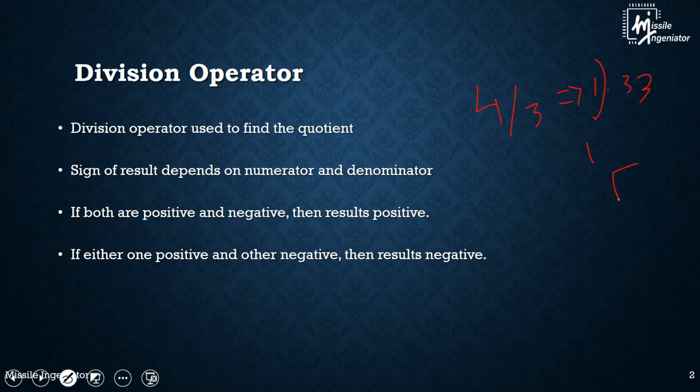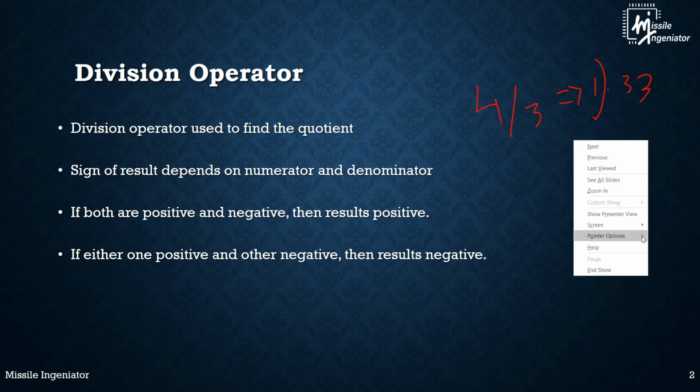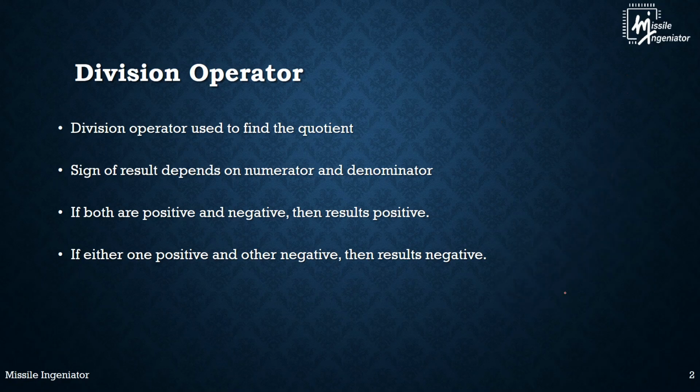Now, the sign of the result, whatever we get in the quotient, depends on the operands, whatever sign they have. There are 4 possibilities, like 2 power 2 gives 4. Suppose the numerator is positive and the denominator is also positive. In the previous example, 4 divided by 3, we get a positive value. So the result will be positive here.